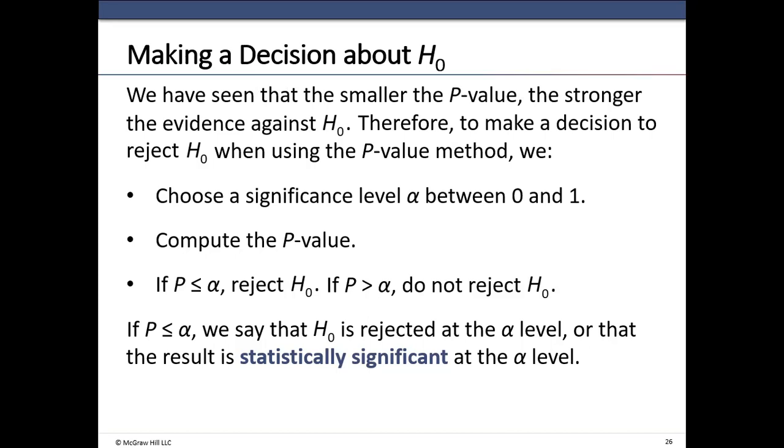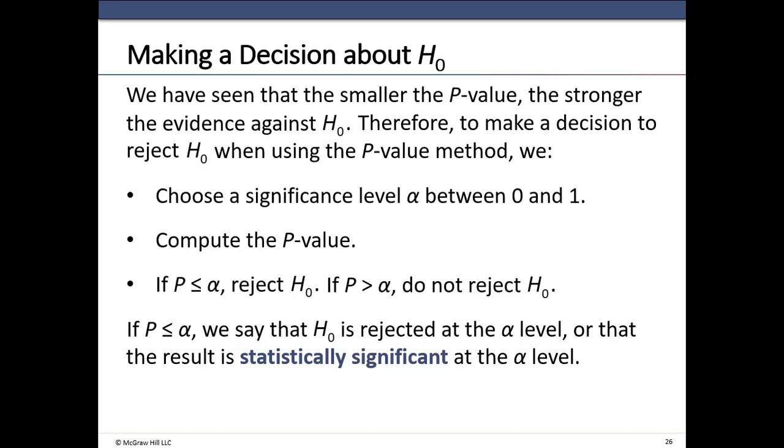Compute the p-value. What is the p-value? It is the probability of obtaining a test statistic as extreme as what we have obtained, assuming H0 to be true. If p is less than or equal to alpha, reject H0. If p is greater than alpha, do not reject H0.